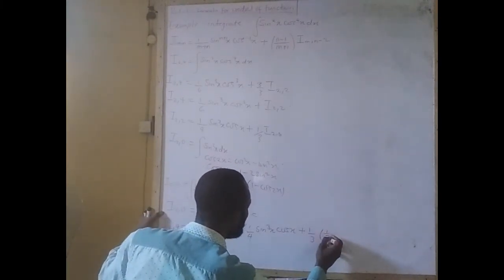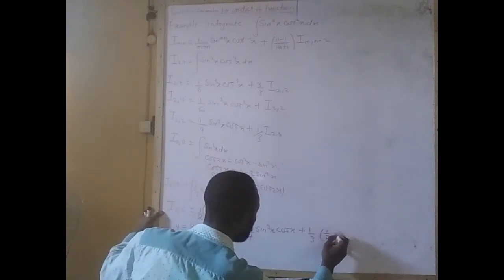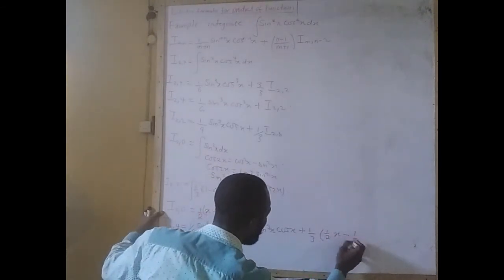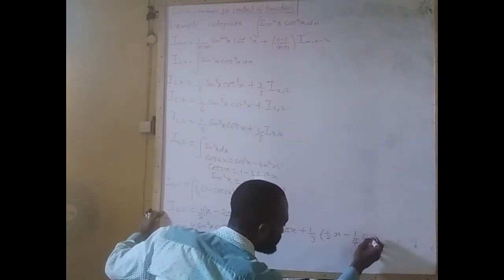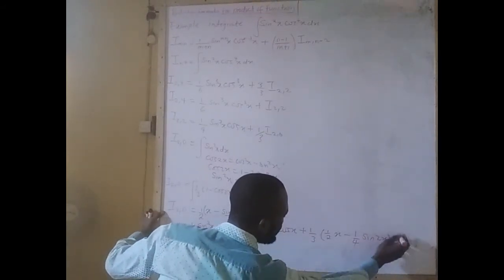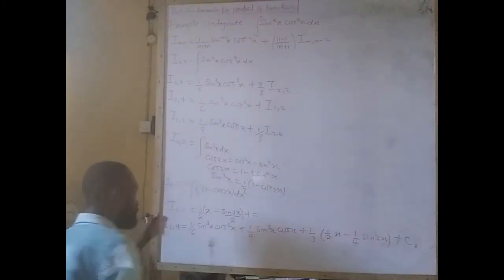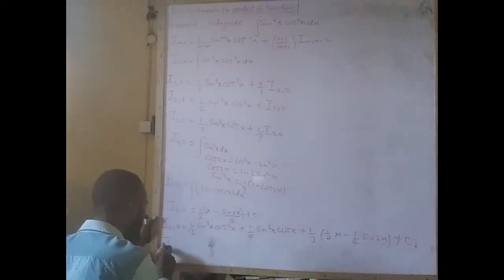1 over 2 x minus 1 over 4. I use this 1 over 2 to open the bracket, sine 2x plus c. Finally, let me simplify it and show you the final answer.